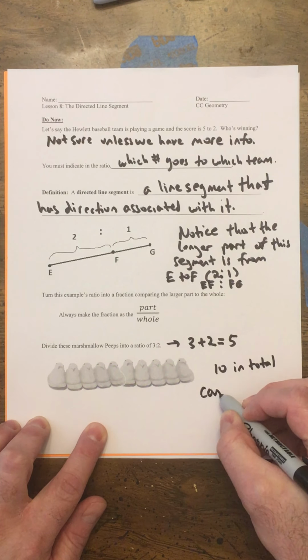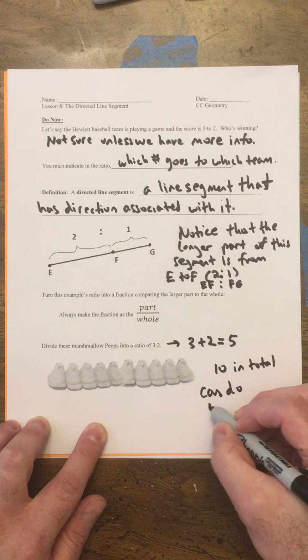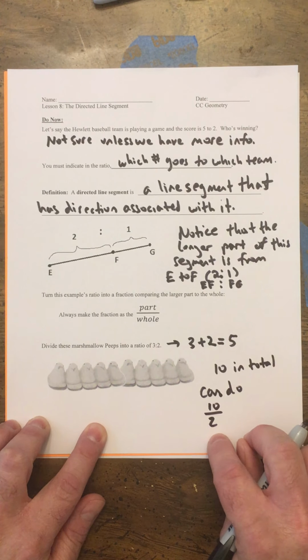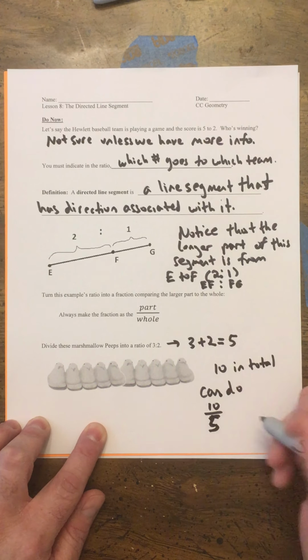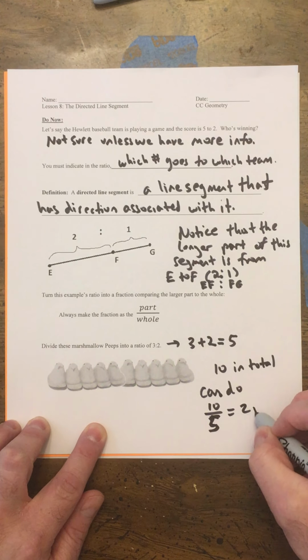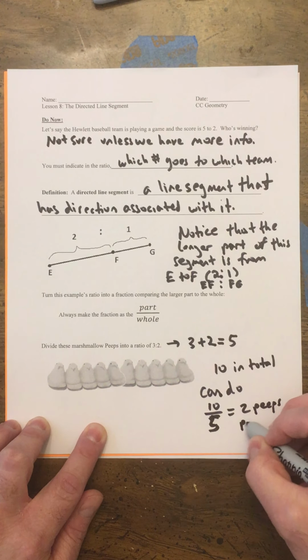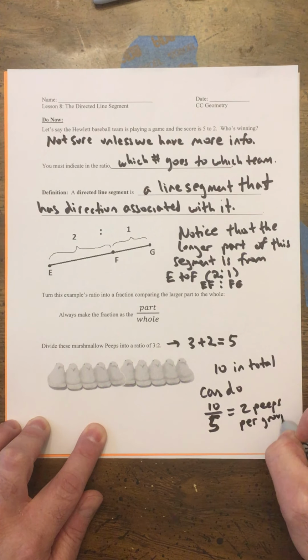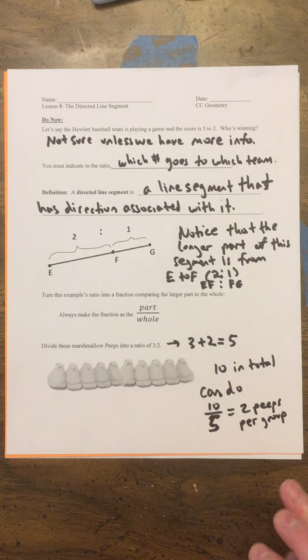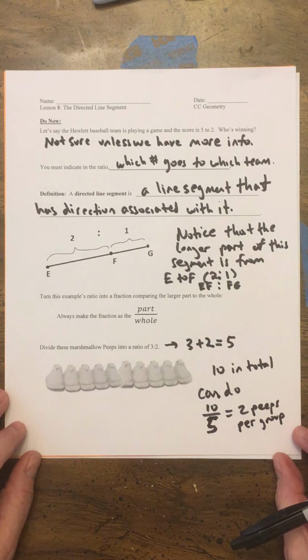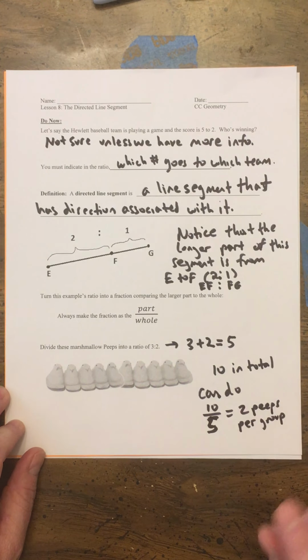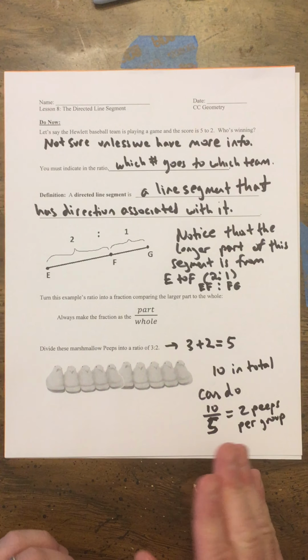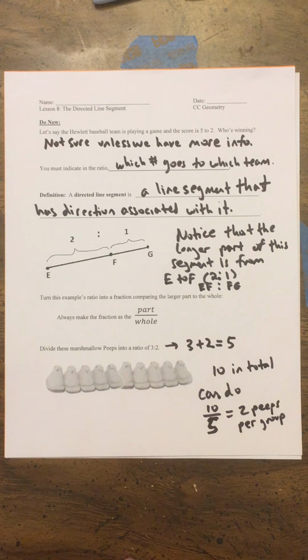And you want to do this. You want to do 10 divided by 5, because you want to break the 10 into 5 parts. That means there's 2 peeps per group. In other words, suppose you have 10 peeps and you had 5 friends that you wanted to share it with. If you're sharing it equally, how many peeps does each friend get? 2 peeps per group. But we're not sharing it here. We just want to find the location that splits these peeps into a ratio of 3-2.